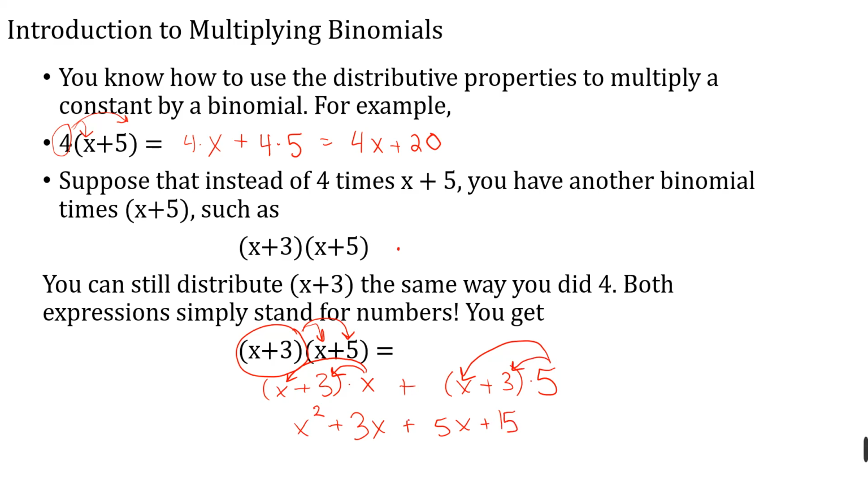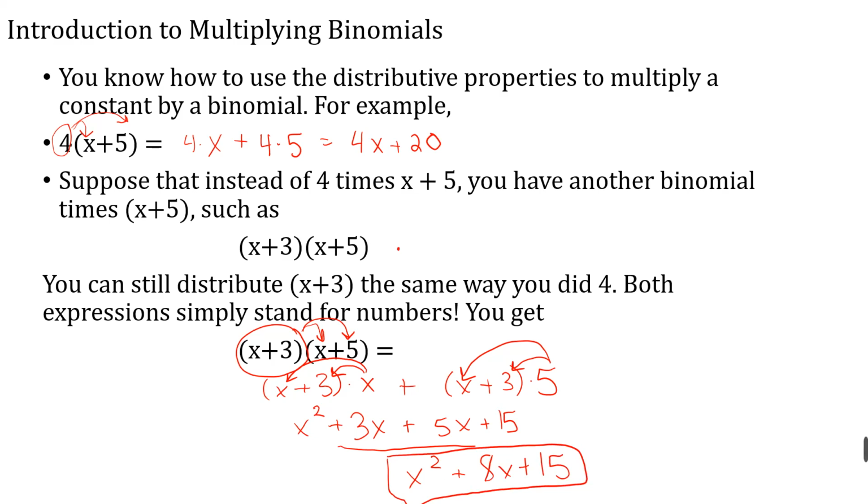And then we do want to combine like terms. These two middle terms are like terms. 3x plus 5x makes 8x. So our final answer is x squared plus 8x plus 15. And that's an explanation for how to multiply binomials.